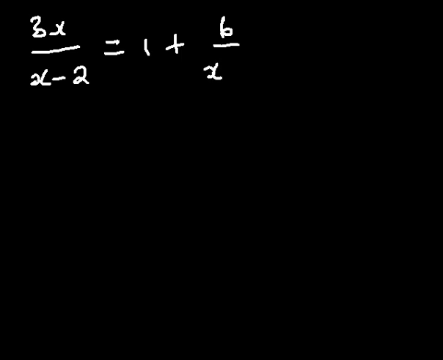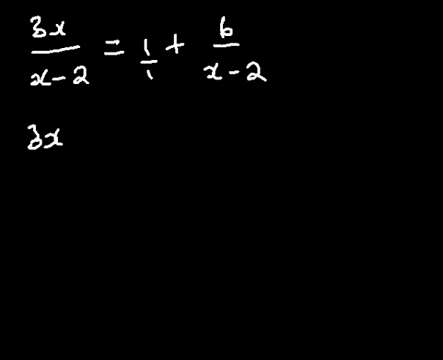Let's say we have 3x divided by x minus 2, which is equal to 1 plus 6 over x minus 2. So how do you think we should solve this? First of all, we should express this as a single fraction. Now in this case, what is the common denominator?